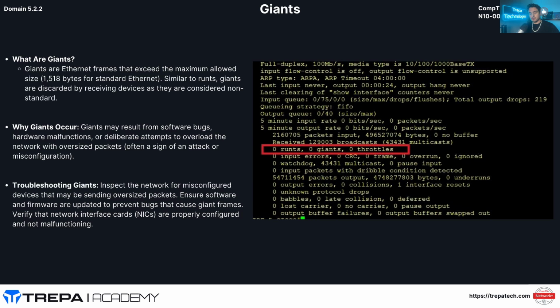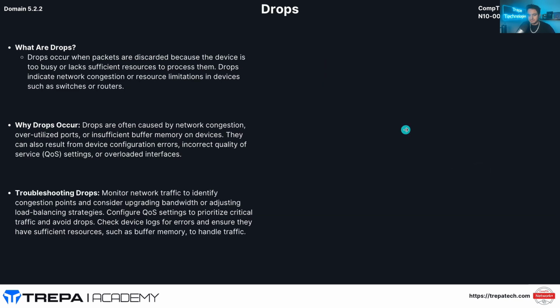Giants. Those are frames that exceed the maximum allowed size of 1,518 bytes for standard Ethernet. Kind of like the opposite of runts. Also, they're considered invalid. They get discarded. They can come from software bugs, hardware malfunctions, or deliberate attempts to overload the network, so it could be part of some sort of attack. Troubleshooting is going to be very similar. Obviously, apply updates if it's a firmware or software bug, which isn't too common. Then verify network interface cards are properly configured and not malfunctioning. Things like that, okay? That's how we're going to troubleshoot a giant.